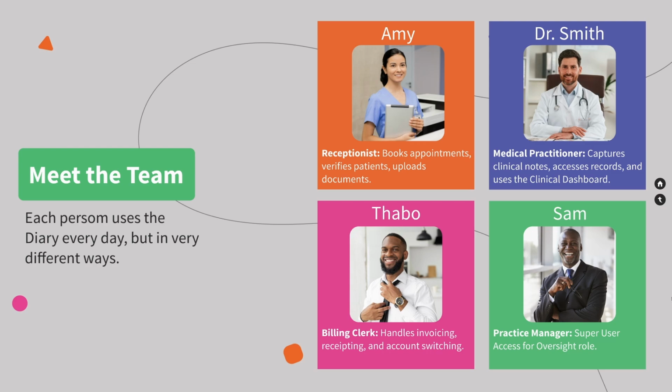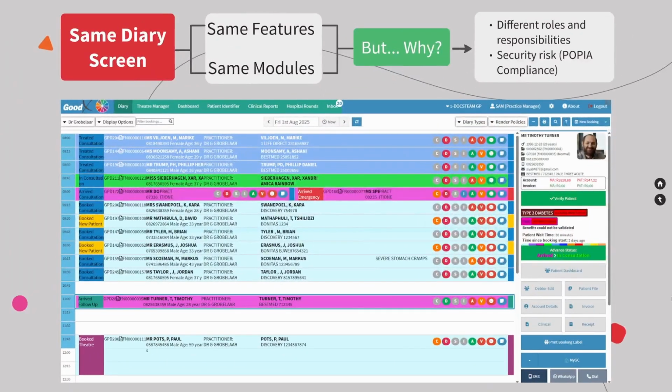All right? Everyone sees the same diary screen by default, and they have access to the same features. But the question becomes, why? Because each and every single person has a different role to play within the practice. That could also pose some security risks that we do not want. So I, as a practice manager, having hired my receptionist, let's say Amy, as I put in the example, don't want her to have access to anything billing related or anything clinical related. We have to be POPI compliant.